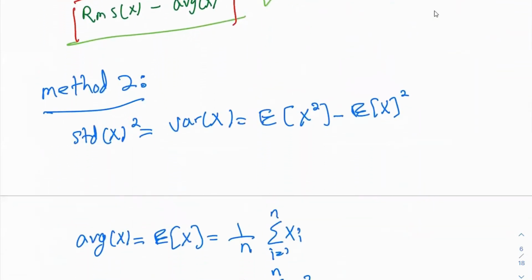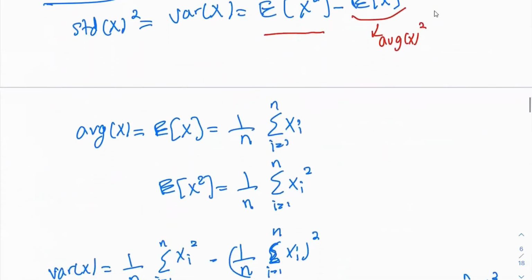What is the standard deviation squared? The variance. What was the definition of the variance that I defined in the third video? A very famous equation: the expected value of x squared minus the square of the expected value of x. But what is this? This is just the average squared. So already we get this one. Now, what is this expected value of x squared?